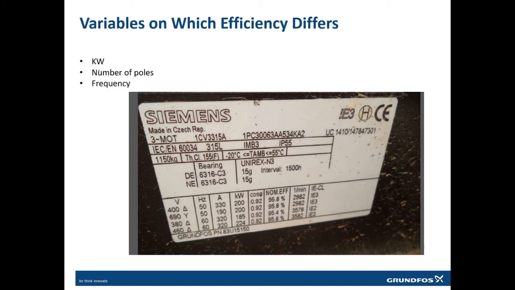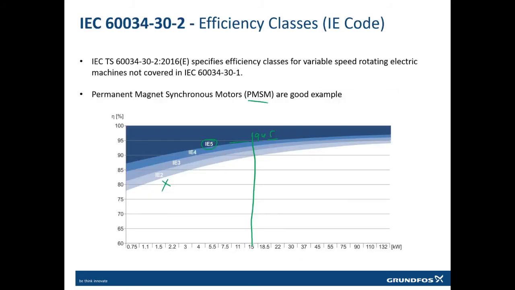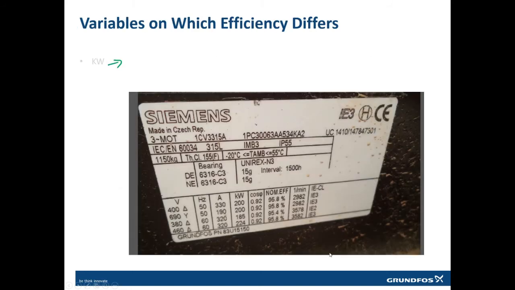Now efficiencies vary on different parameters. That means if the kilowatt changes, efficiency markings will change. So different kilowatts have different markings. Number of poles have different markings, different limits. Frequency has different limits. That means if you see 400, 690, 380, at 380 volt this motor is IE2, whereas at 400 volts this motor is IE3. At 460 volts this motor is IE3, but at 380 volts this motor is IE2. That means the motor classification changes on several parameters.